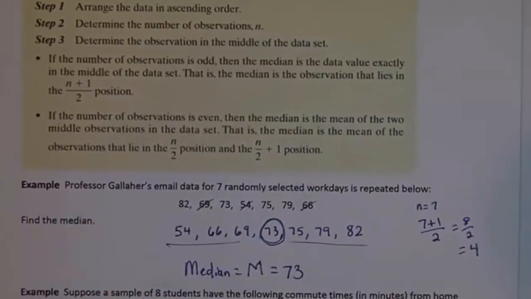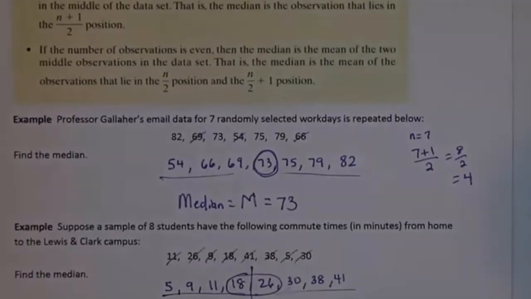Now, again, if you have 7 data values, it's not hard to figure out what's in the middle. But if you have 70,000 data values, it's a little more challenging to figure out what's in the middle. So this n plus 1 divided by 2 will help you figure out where the median is. Not what it is, but where it is.